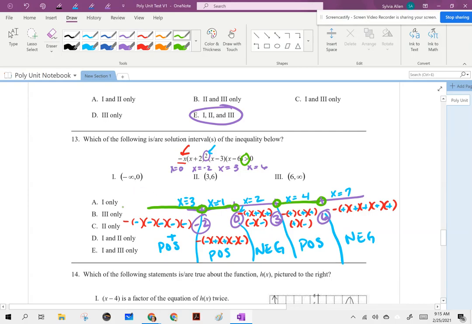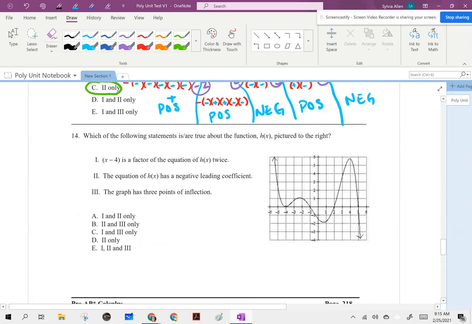So that interval right here is not right because it includes negative 2, and that's not okay. For the interval from 3 to 6, notice that it's not brackets. So from 3 to 6 is positive, and then from 6 to infinity is not true. So we are looking at Roman numeral 2 only. So 13 is C.